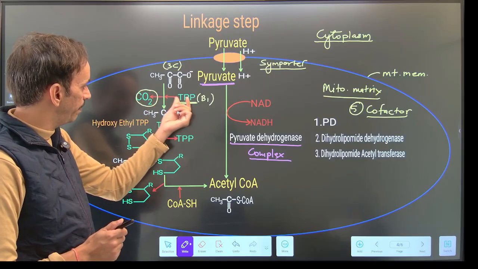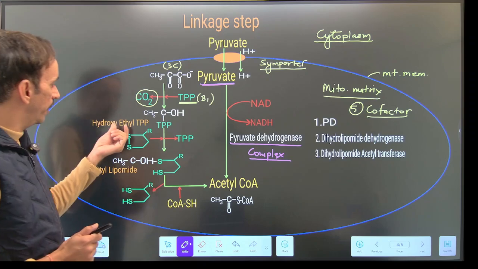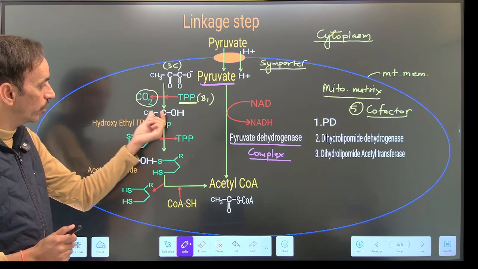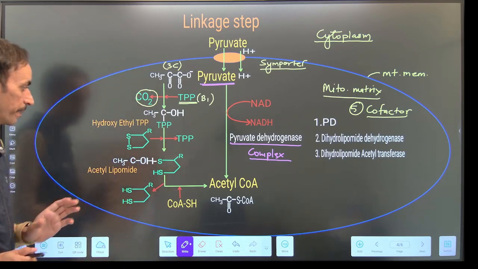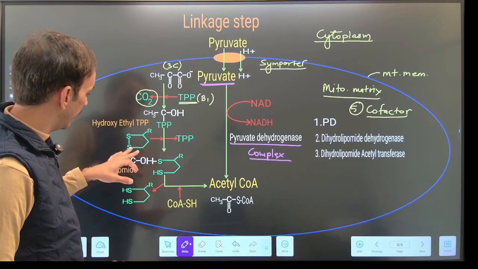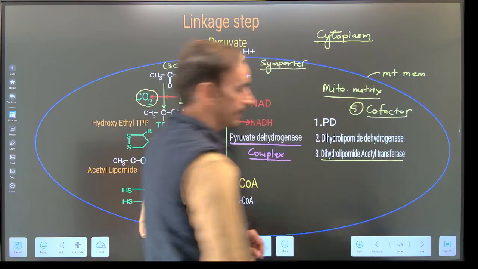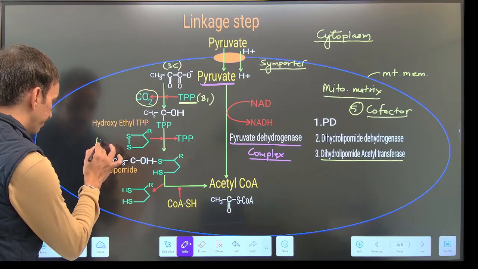सिंपली जो आपका टीपीपी है वो पायरुविक एसिड पे जोड़ दिया गया है, that leads to the formation of a hydroxyethyl. क्योंकि एक कार्बन डाइऑक्साइड रिमूव हो गया है इसलिए 2 कार्बन ही बचे हैं, इसलिए हाइड्रोक्सी इथाइल टीपीपी का फॉर्मेशन हो गया. नेक्स्ट, in the next step we are having another activity that is called as dihydrolipoamide acetyl transferase. We are having the lipoamide over here.